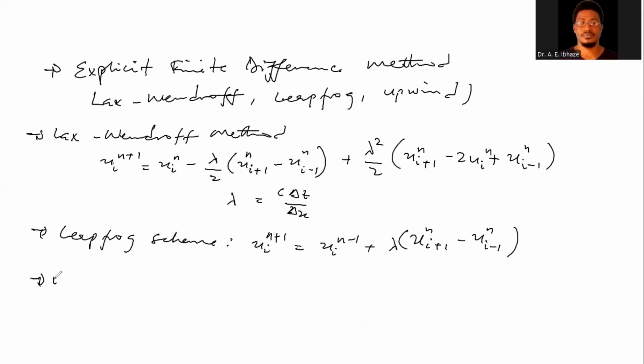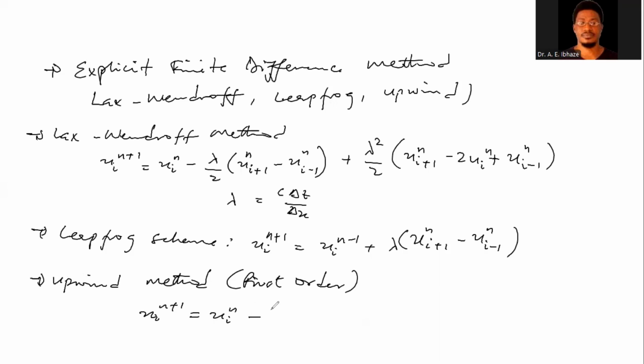And then for the upwind method, we'll consider the first order. We can now say that u sub i superscript n plus 1 is the same as u sub i superscript n minus lambda times (u sub i superscript n minus u sub i minus 1 superscript n). So this ensures stability for positive wave speeds, okay? So you could use this for the advection equation, okay?